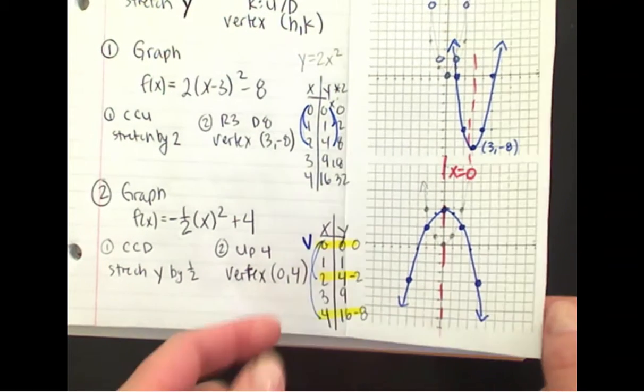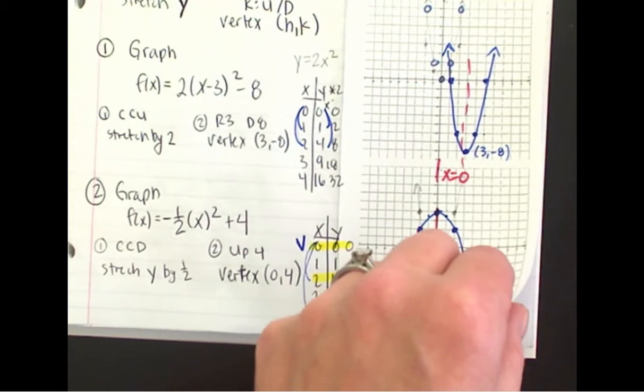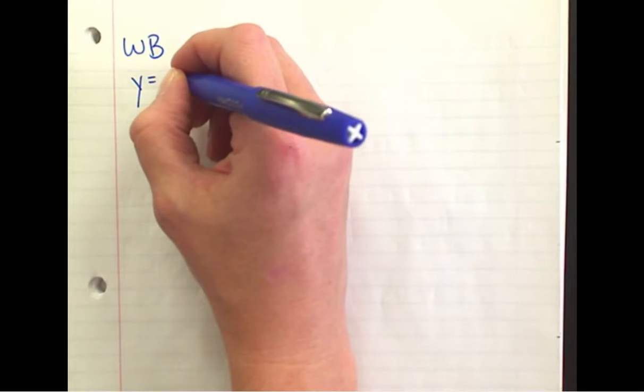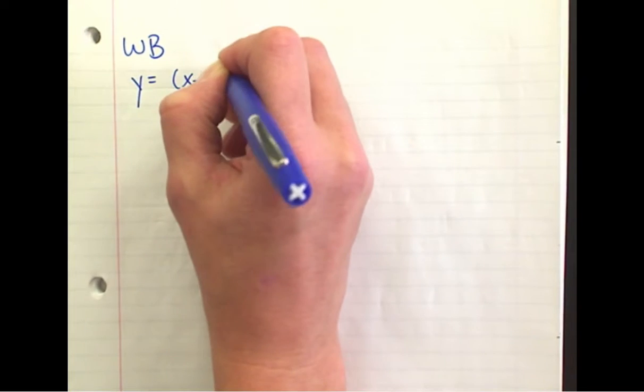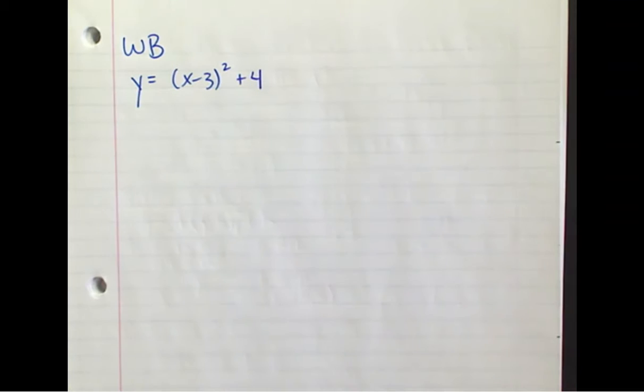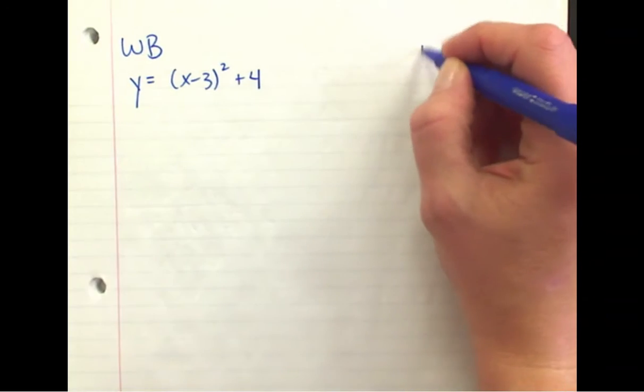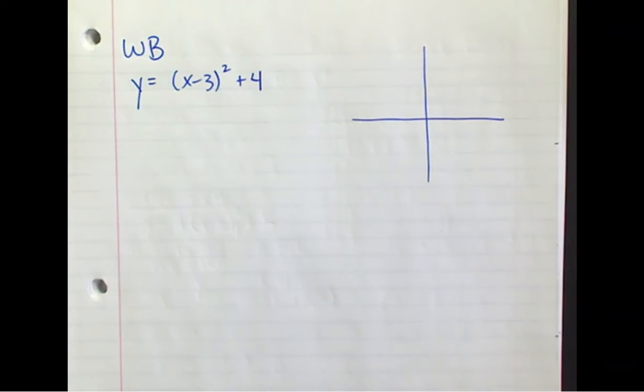Okay, 10 minutes of practice. Here we go. Let's see how many we can get right. Okay. All right, whiteboards. Graph it. Y equals x minus 3 squared plus 4. Jot down 3 coordinates, right? 3 points, vertex, and 2 on the same side. Graph it. You can do it on the open side or the graph side.